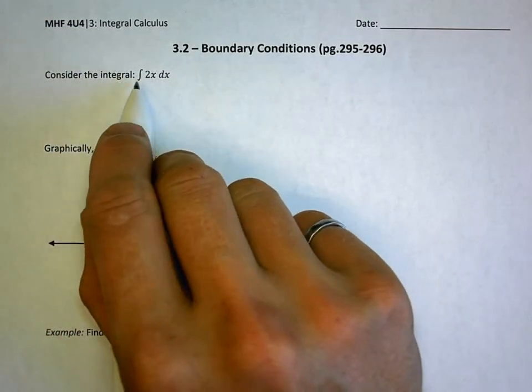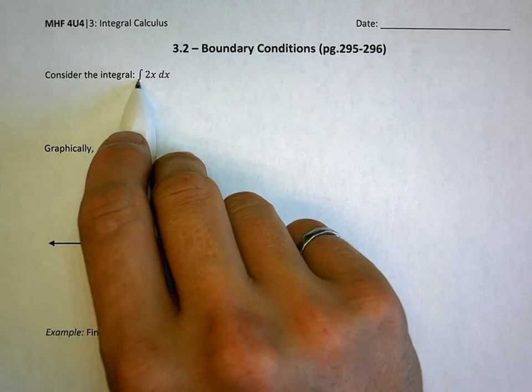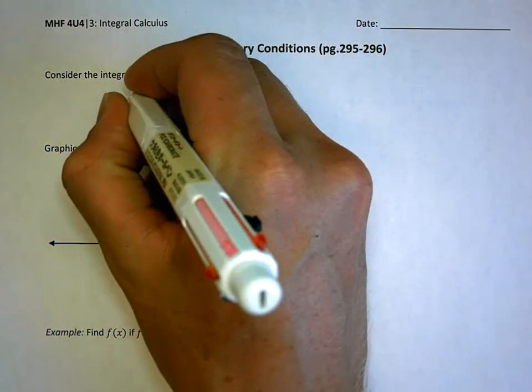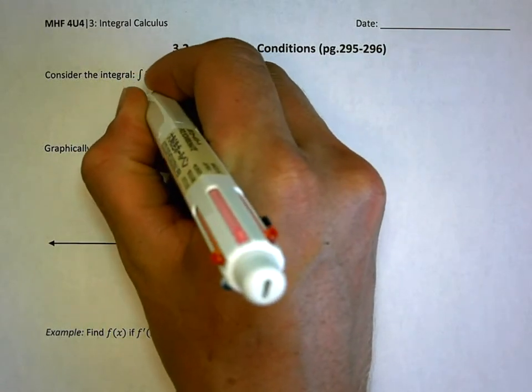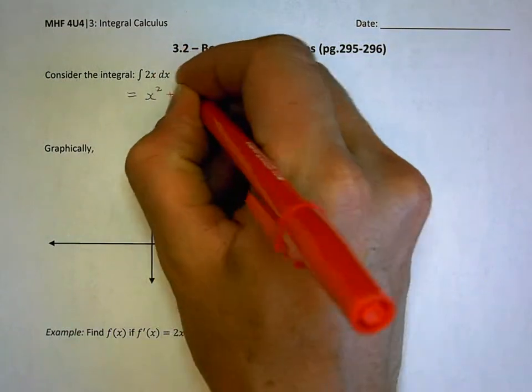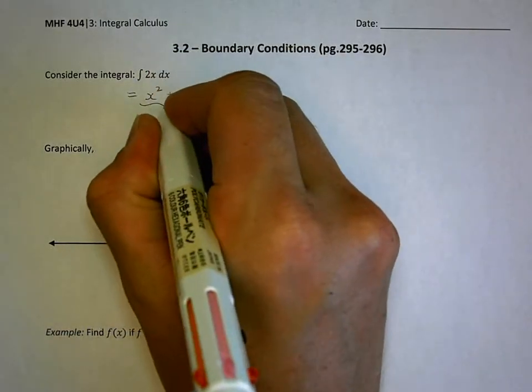So remember, this expression is an integral. This means take the integral, or the antiderivative, of 2x with respect to x. Hopefully you remember how to do this from yesterday. This is going to be x squared, and then we don't forget we have to write plus c. This entire thing is called the general solution.